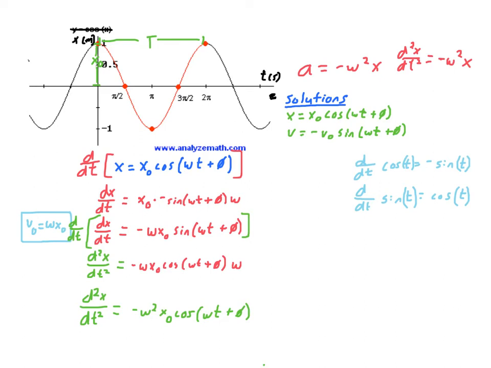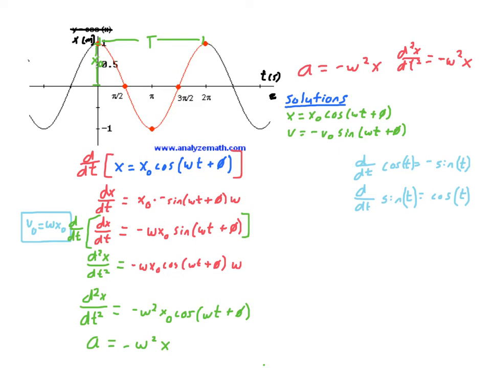Well, check this out. X naught cosine omega t plus phi, I already know. That is what my position equation is. X is x naught cosine omega t plus phi. We ended up coming back around to it. So this entire thing is x. The second derivative of position is acceleration, so I end up with a equals negative omega squared x, proving that this is the solution to our differential equation because we took the derivative of it twice to get back to what our differential equation is.